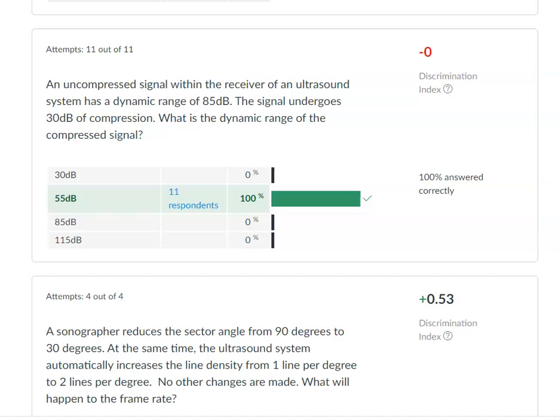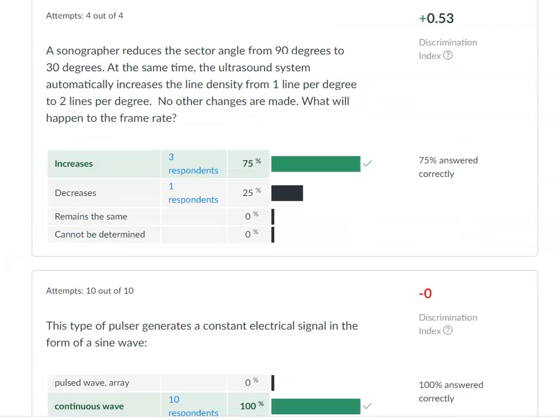Next question, an uncompressed signal within the receiver of an ultrasound system has a dynamic range of 85 decibels. The signal undergoes compression of 30 decibels. What's left? Well, that's 55 decibels. Everyone got it right? That's good.